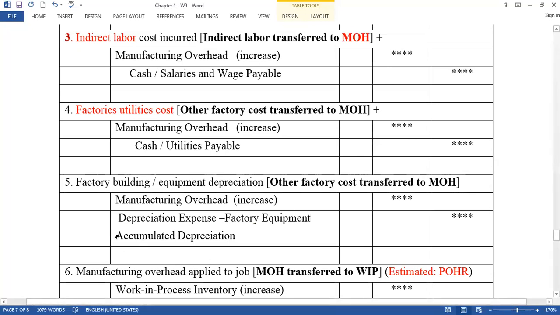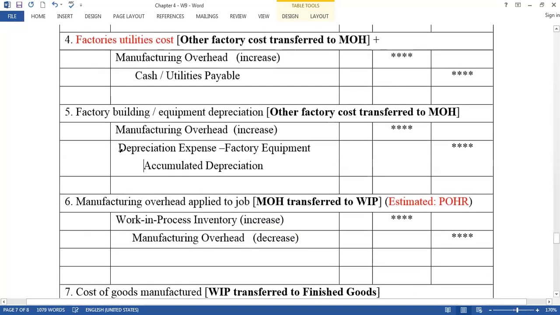So this is the main journal. You remember your principles of accounting 1, depreciation expense debit, accumulated depreciation credit, right? Can you remember this? This is your principles of accounting 1. Depreciation expense debit, accumulated depreciation credit.